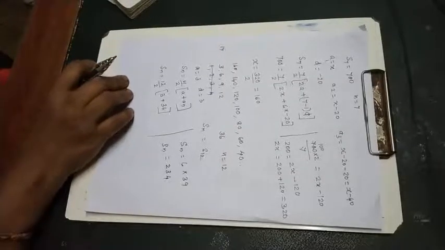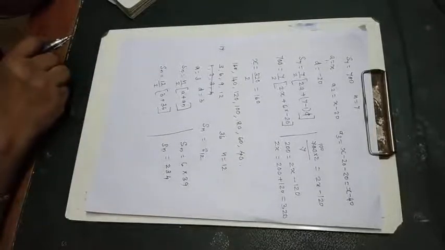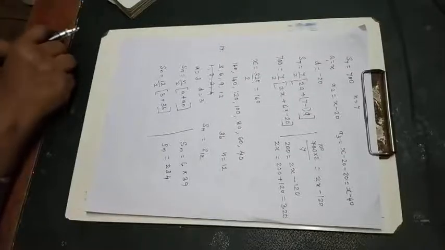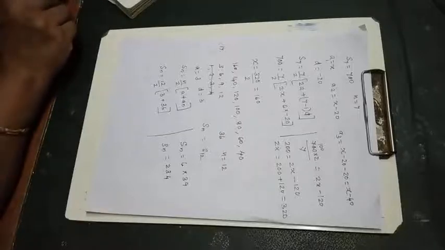Now 18th one. A spiral is made up of successive semicircles with centers alternately A and B, starting with the center at A, of radius 0.5, 1, then 1.5, then 2, like that, as shown in the figure. What is the total length of such a spiral made with 13 consecutive semicircles? Now the figure is given there.